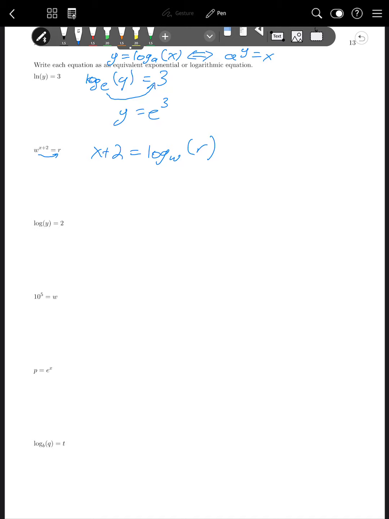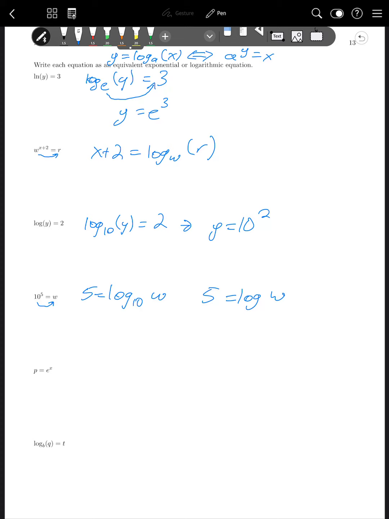Okay, so now that you've had a chance to try these, let's walk through them together. So log of y is log base 10 of y equals 2. So this would be y equals 10 to the second, or 100 if they want you to simplify that. This one, take the 10 to the other side, so it's 5 equals log base 10 of w, and we always want to write log base 10 as just log. So this should be 5 equals log of w.